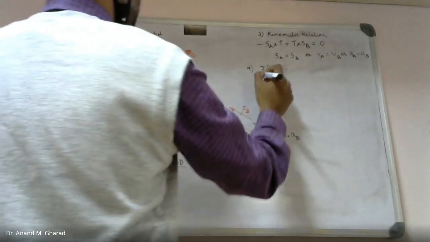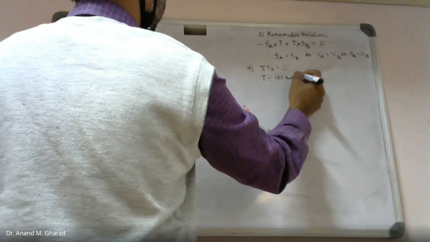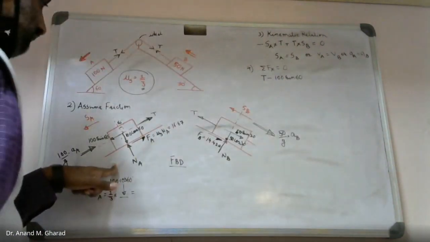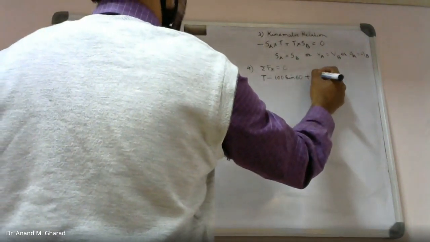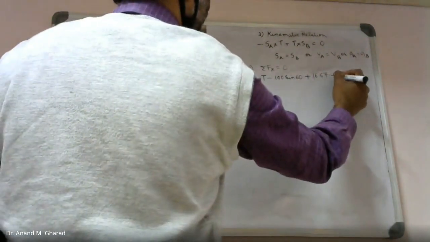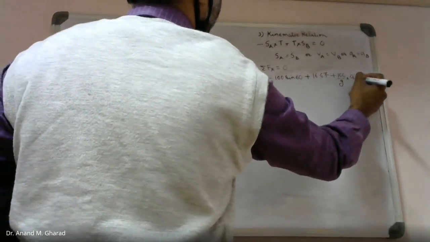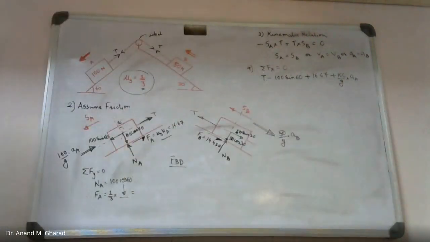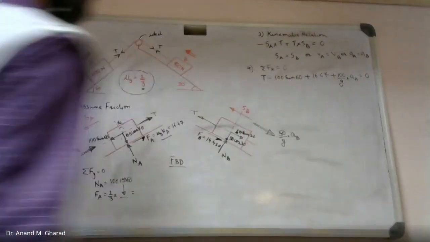T minus 100 sine 60, then plus 16.67, that is this FA value, plus 100 by g into AA, equated to 0.